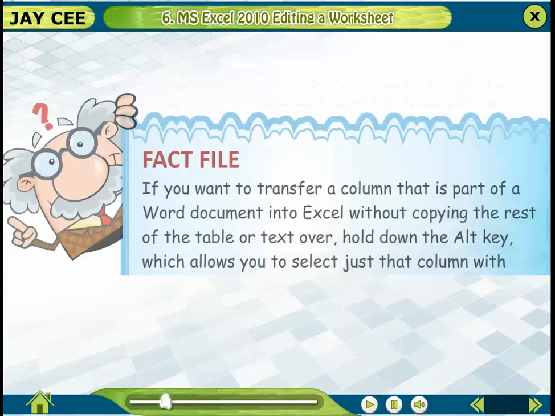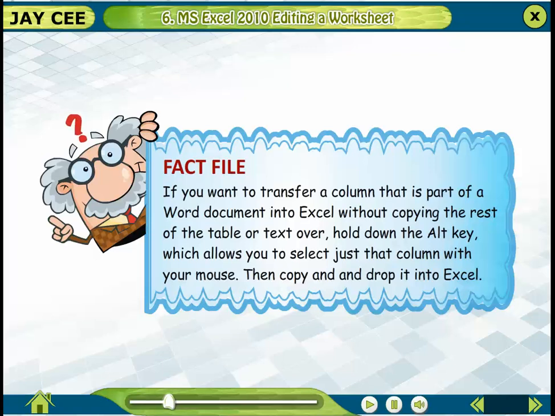Fact file. If you want to transfer a column that is part of a Word document into Excel without copying the rest of the table or text over, hold down the Alt key, which allows you to select just that column with your mouse. Then copy and drop it into Excel.